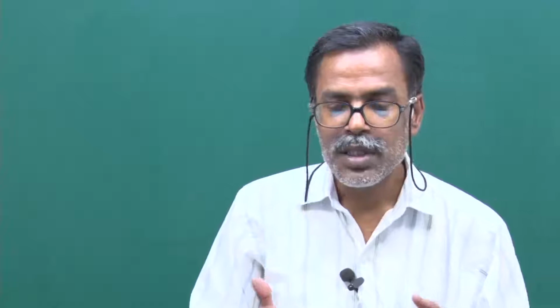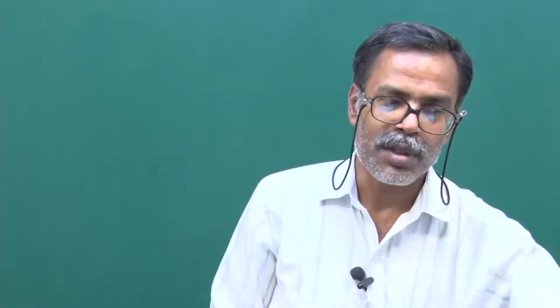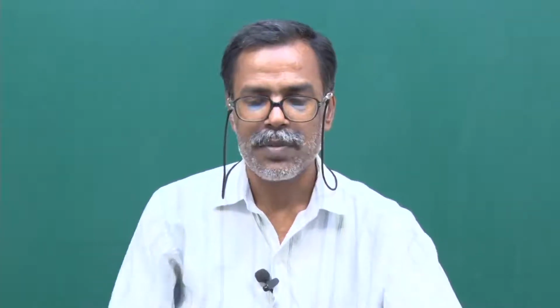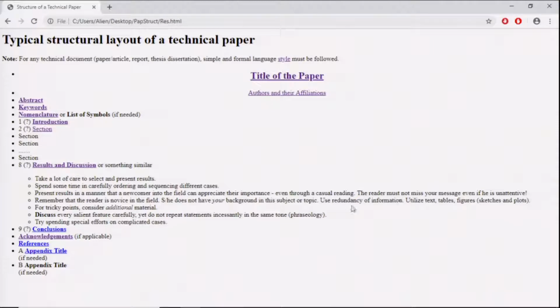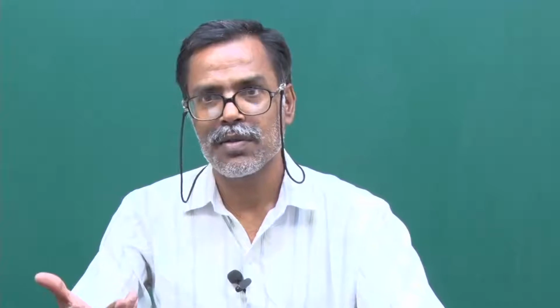And sometimes it is also possible that the same information, same output, same result, you try to give through a table, which you explain in the text, and give in a figure also, which you also explain in the same context in the text. Okay? So, this is what is meant by redundancy of information. So, you realize text, tables, figures, which may have sketches as well as plots. Okay? For particularly tricky points, you can consider additional material, some extra plots from some other angle, okay? Some special things which could not get covered in the ordinary figure only.